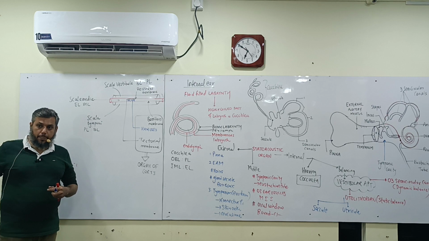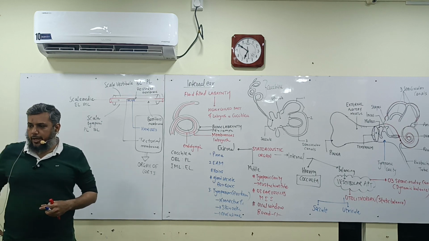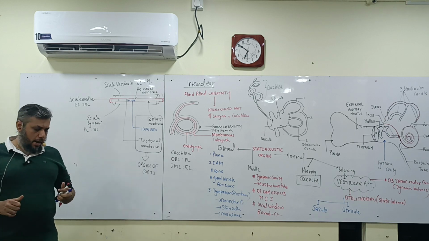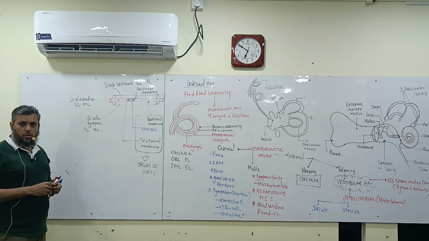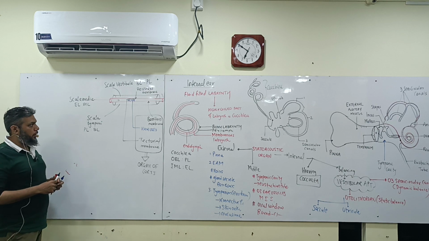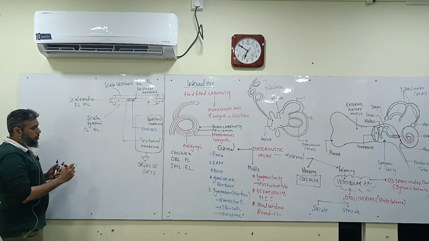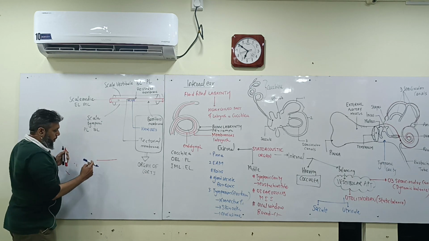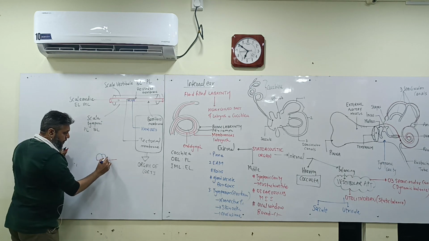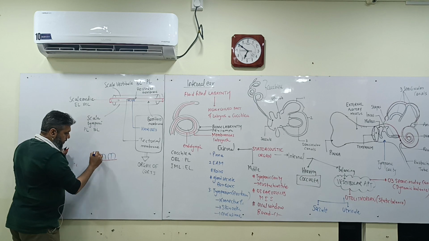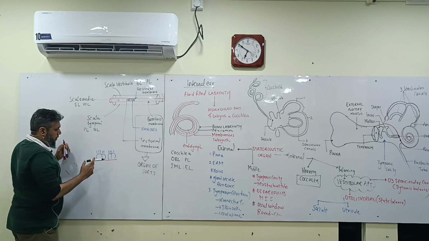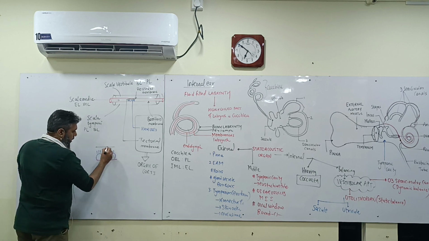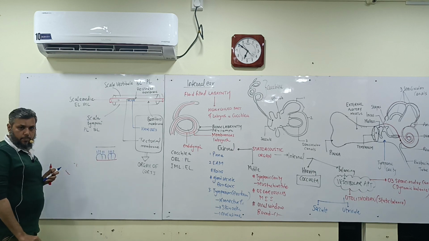So on the basilar membrane, what do you have? Hair cells. Above the hair cells, what do you have? Tectorial membrane. And all three together is called the organ of Corti. See it. So this will be the basilar membrane. These are the hair cells, inner and outer hair cells. And above that there is a membrane which is called the tectorial membrane.